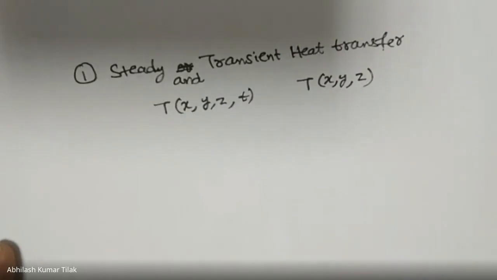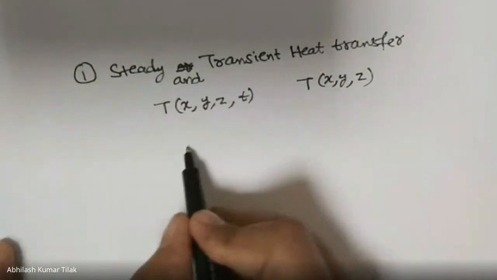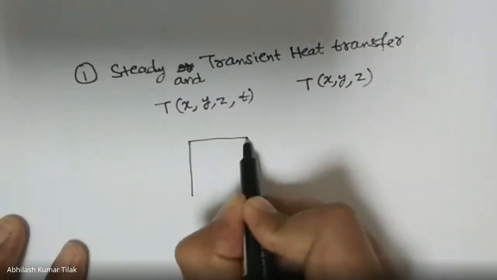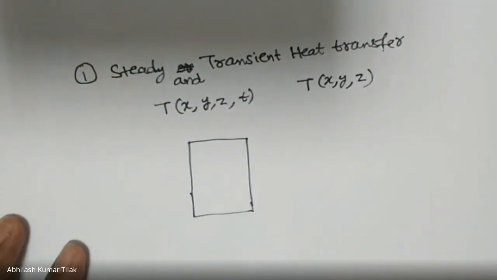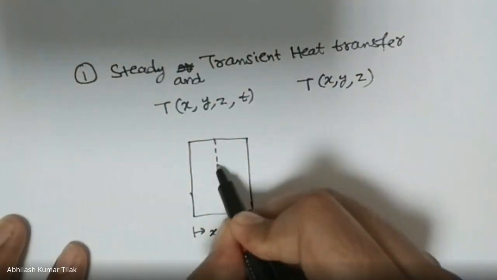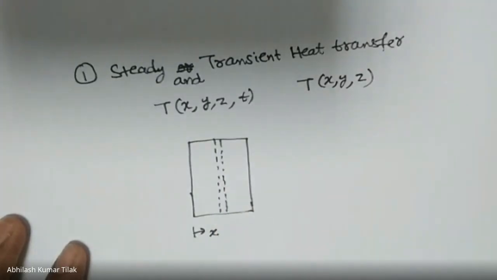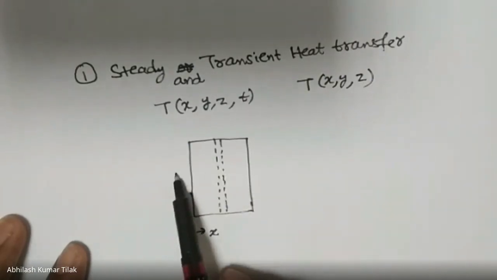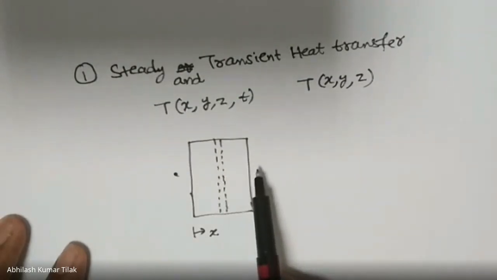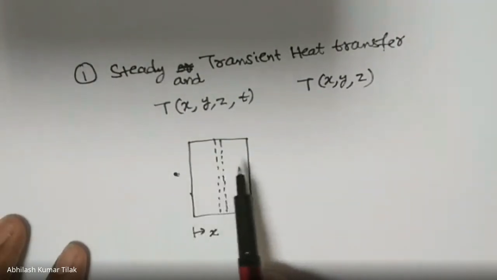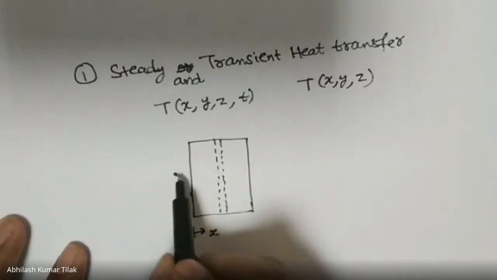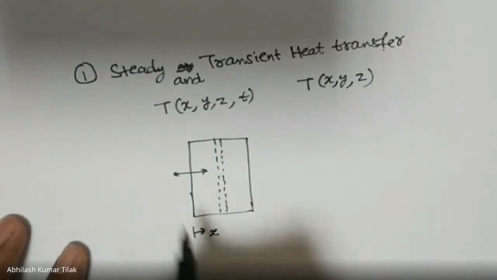So if we talk about this steady state, let us consider a simple plane wall, and this is the positive x direction. Let us consider a very small element here, and consider that the heat transfer is taking place in the positive x direction from a higher temperature on the left hand side to a lower temperature on the right hand side. So the direction of the heat transfer will be from high temperature to low temperature.